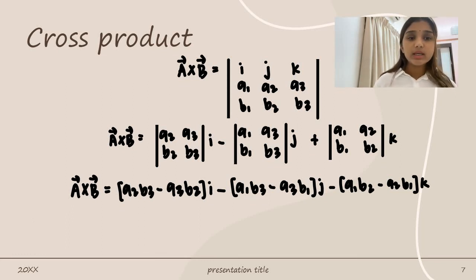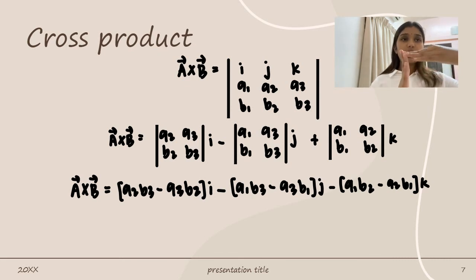For vector B, the I value we consider as B1, the second value, which is J, we consider as B2, and the third value, which is K, we consider as B3. So next we need to find the value of I. How do we find the value of I? We need to close the first row and the upper row which consists of I in it. Then we are left with A2, B2, A3 and B3.